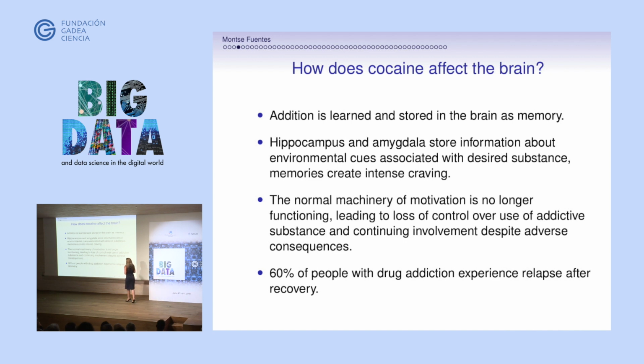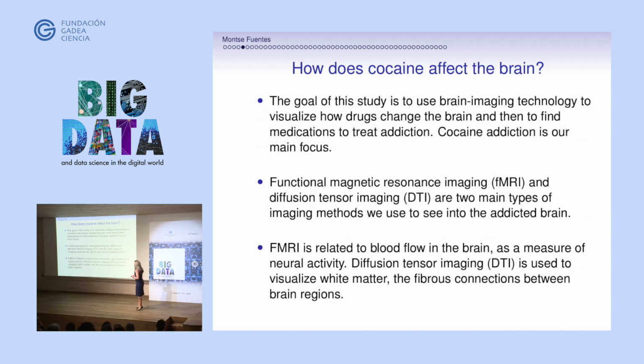And that's the reason why even individuals that have been able to successfully go through a recovery, 60% of them, go back and relapse. The reason for that is that the brain is not back to normal. So the goal of this study is to get a better understanding of how the brain of drug addicts has been damaged, has been impacted, so that we can develop the right type of treatment to get it back to normal.